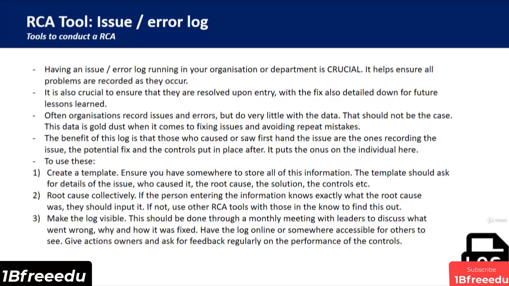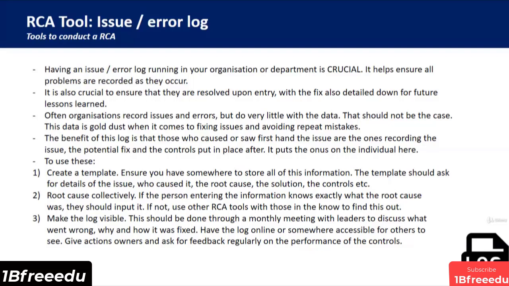And then make the log visible. This should be done through a monthly meeting with leaders to discuss what went wrong, why, and how it was fixed. Have the log online or somewhere accessible for others to see this. Give actions to owners and ask for feedback regularly on the performance of the controls.